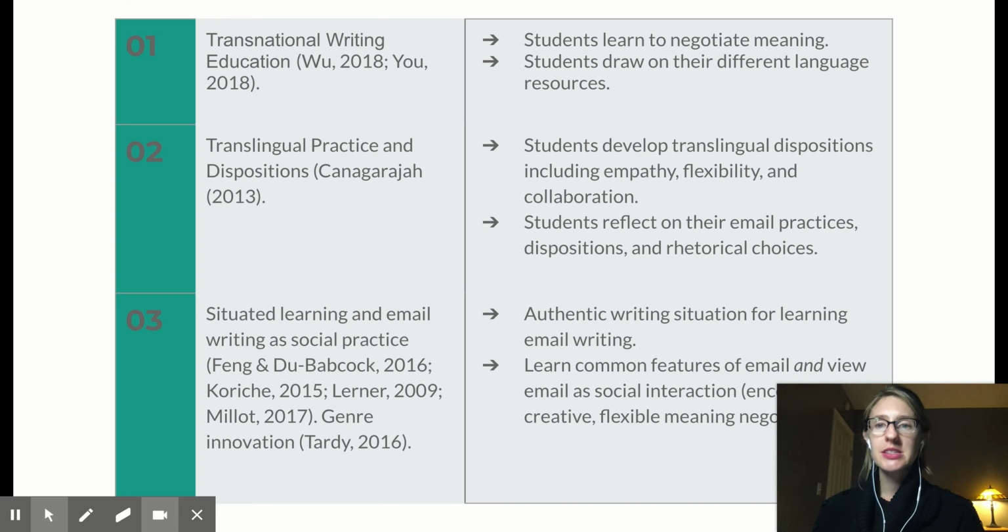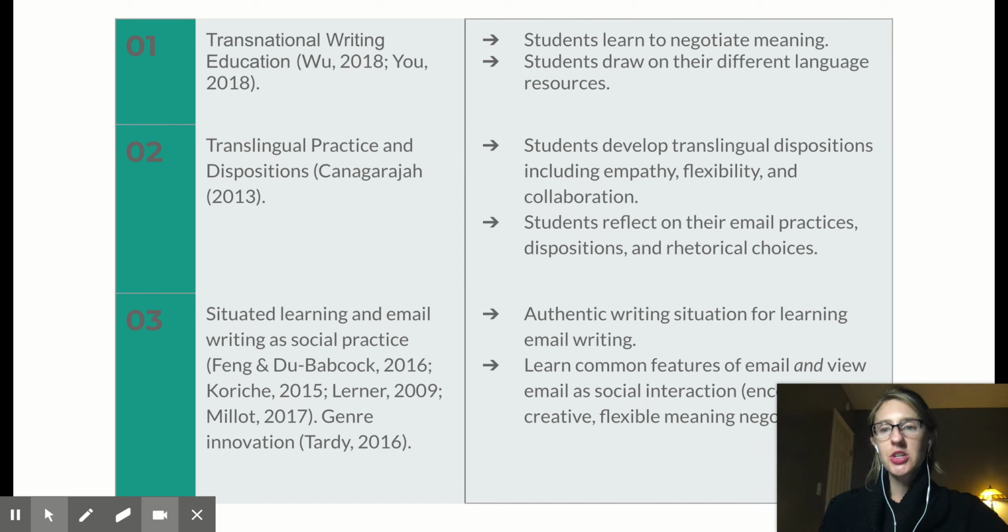In terms of translingual practice, an important part of translingual practice from Kanagarage's work is the idea of dispositions. So these are attitudes that we take towards language and towards writing. And some of these dispositions that have been found to be very helpful, especially when dealing with people from various language backgrounds, include empathy, flexibility, and collaboration. And this assignment involves a reflective component in which students reflect on their dispositions, practices, and rhetorical choices.